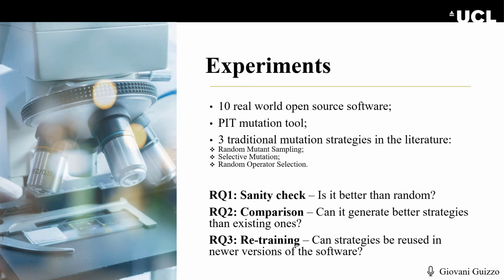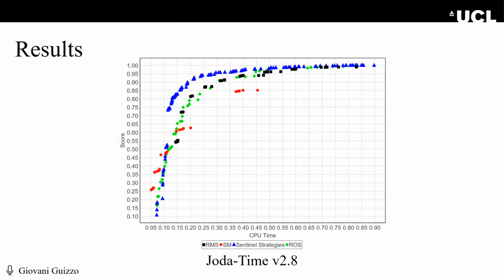Well, I will not bore you with gigantic tables and a bunch of numbers, so I'll cut to the chase. Sentinel is better than random, as expected, so it passes the sanity check. For research questions 2 and 3, though, we have some interesting results. During the comparison to the other strategies, we found that Sentinel is able to generate better strategies 95% of the time with statistical significance.